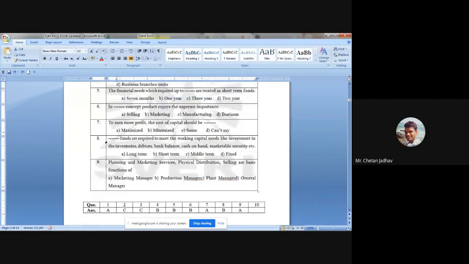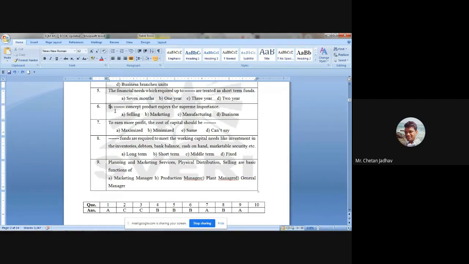Next, question number 5: the financial needs which are required up to blank are treated as short-term funds. Okay, so there are 2 concepts, short-term funds and long-term funds. As per these 2 terms, the financial needs required up to only 1 year are treated as short term. If it is long term, then it is more than 1 year, but for short-term funds, only 1 year applies. Okay, this is the standard duration, so please remember.